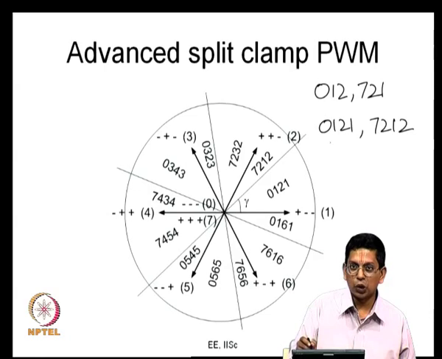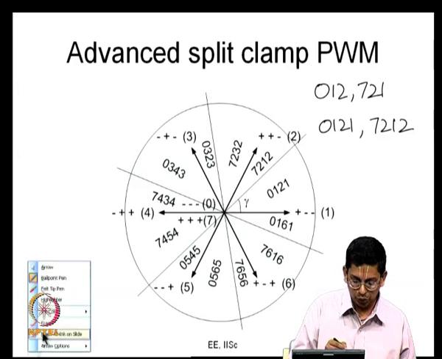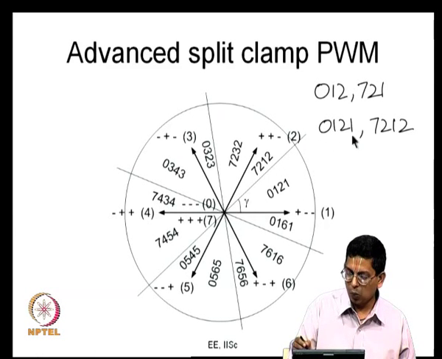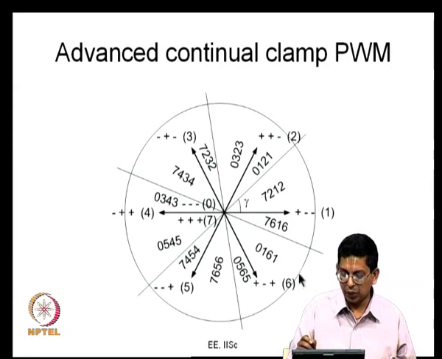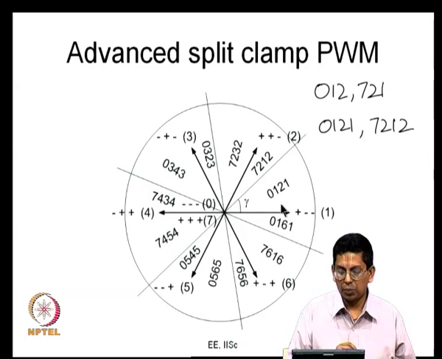That is, when I say I use sequence 0 1 2 1, 0 1 2 1 is used in one subcycle and 1 2 1 0 is used in the next subcycle. Similarly, 7 2 1 2 may be used in one subcycle and 2 1 2 7 will be used in the next subcycle. So, now with these two new sequences which I call double switching clamping sequences, we can come up with these kinds of advanced bus clamping PWM methods. So, you had advanced continual clamp here and you have advanced split clamp PWM method here.